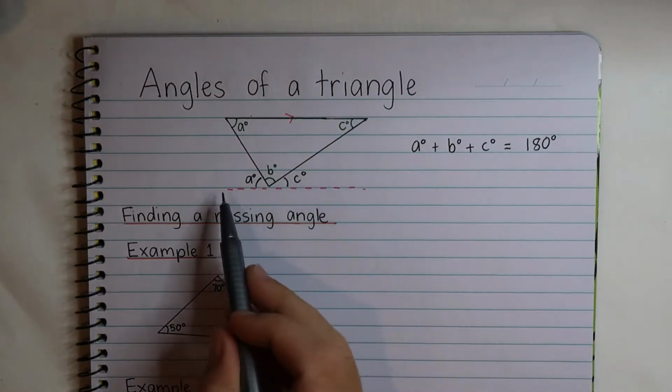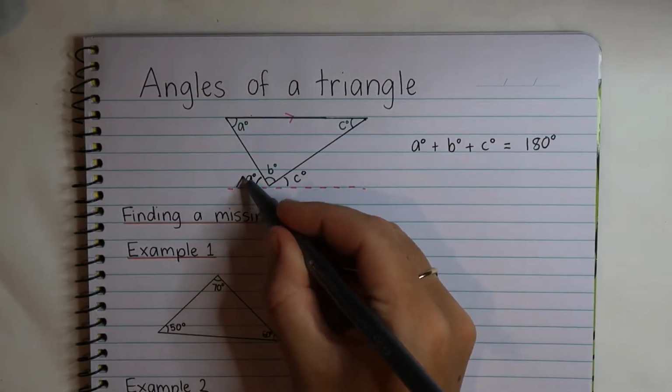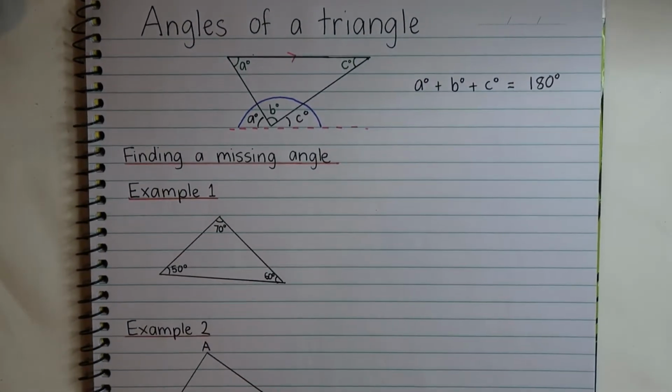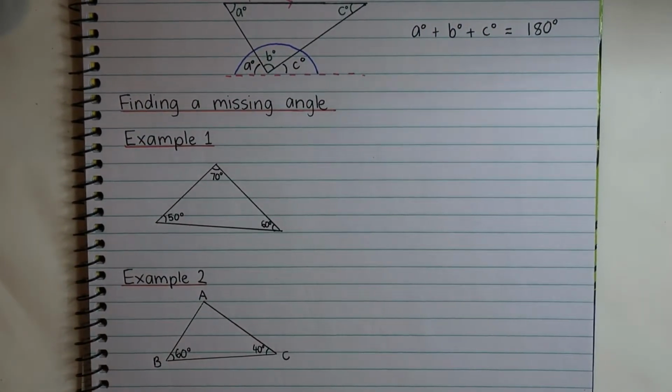So if you can't see that, this is our straight line, and this is 180 degrees as we go around. So what we're going to do now is find a missing angle. Just like regular numbers, angles can be added to obtain a sum, perhaps for the purpose of determining the measure of an unknown angle. So we can determine a missing angle because we know all the three angles must add up to 180 degrees.